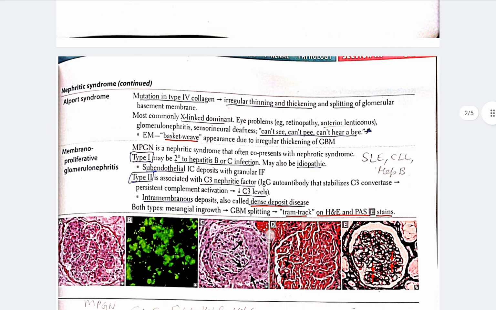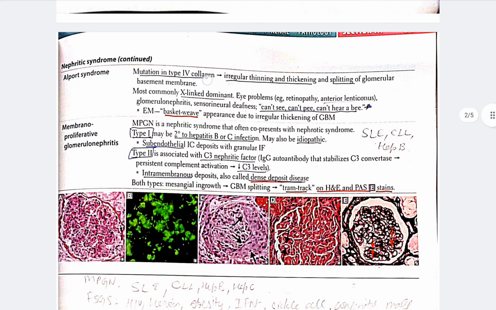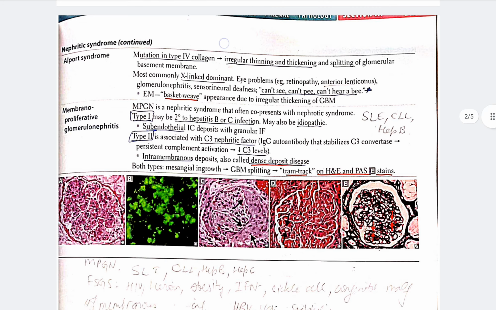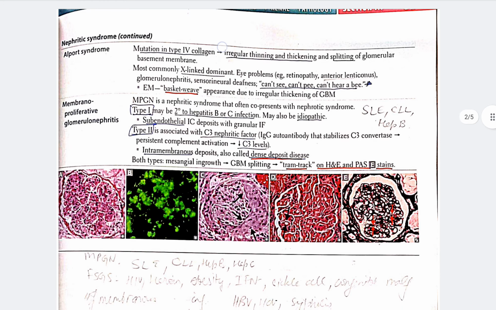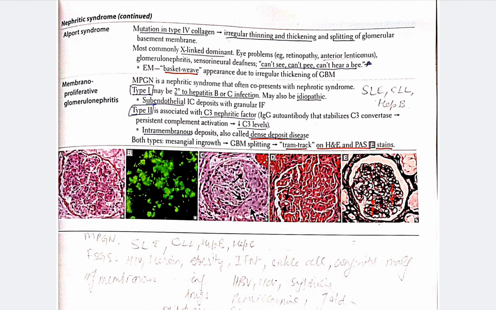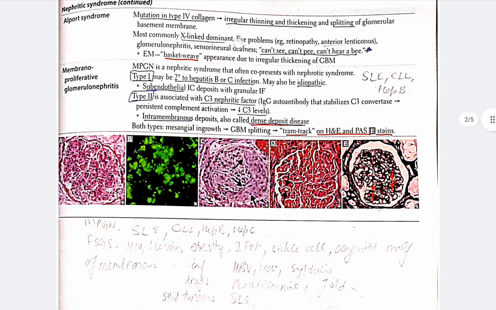Then we come to Alport syndrome. Alport syndrome is a mutation in type 4 collagen. As we know, type 4 collagen is present in the glomerular basement membrane. So with type 4 collagen mutation, there is irregular thinning, thickening and splitting of the glomerular basement membrane, and it is X-linked dominant.